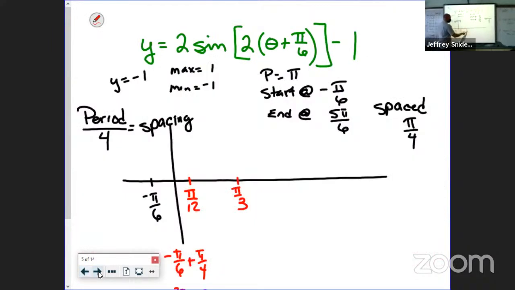Then I'd take this and add pi/4. And then I'd have another spot. And then I'd add another pi/4. Each of these is pi/4 radians apart from the next one. Does that make sense how I'm doing that?